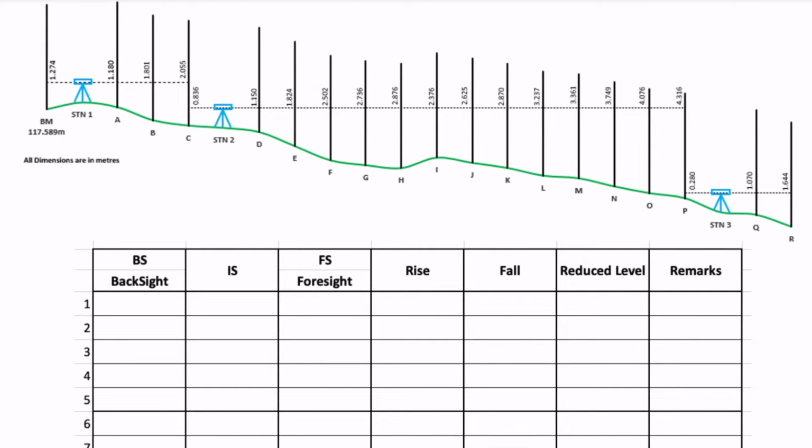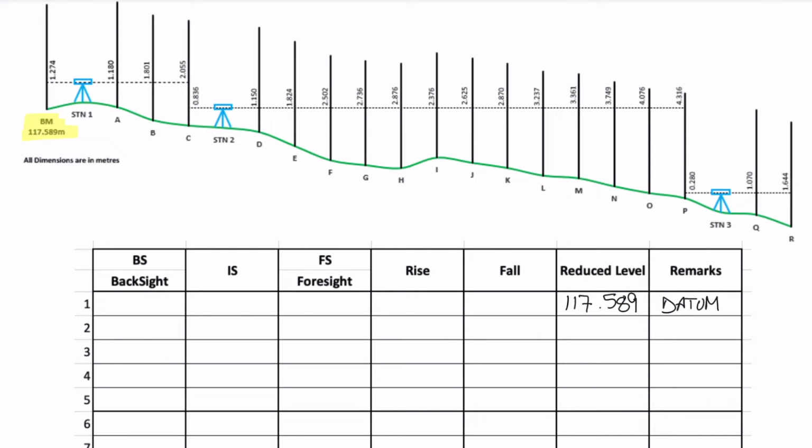In this example, we're going to start by looking at our benchmark value, which is a value of 117.589. It will be entered in under our reduced level value. And under the remarks column, we can put in a quote of datum or benchmark.